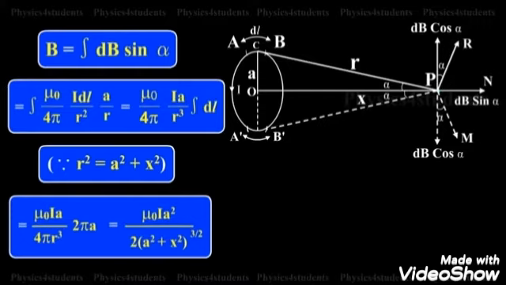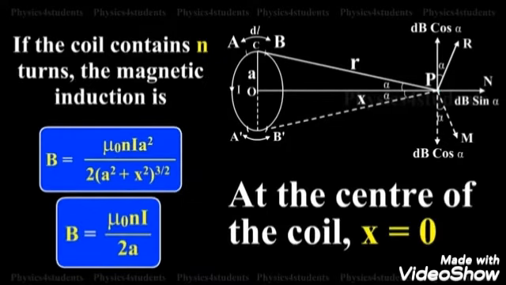Here sin alpha is a by r from the triangle. It is equal to mu naught by 4 pi I a by r cube, integration of dl. Since r square is equal to a square plus x square from the Pythagoras theorem, it is equal to mu naught I a by 4 pi r cube into 2 pi a. It is equal to mu naught I a square by 2 into a square plus x square whole to the power 3 by 2. If the coil contains n turns, the magnetic induction is B equal to mu naught n I a square by 2 into a square plus x square whole to the power 3 by 2.